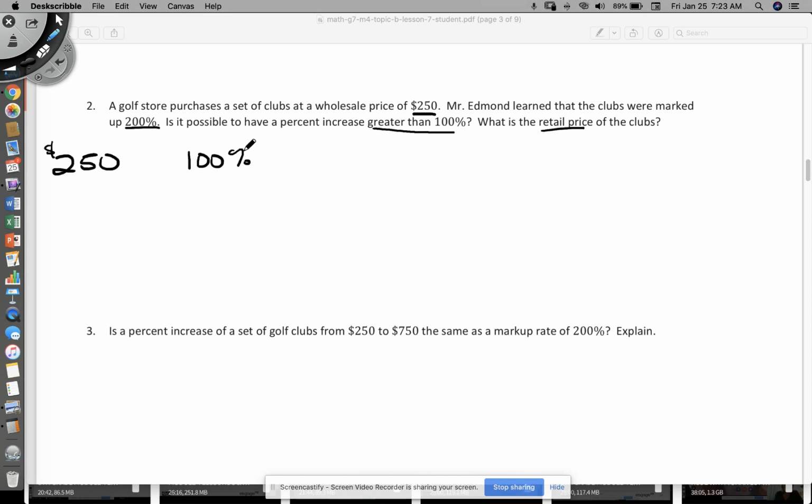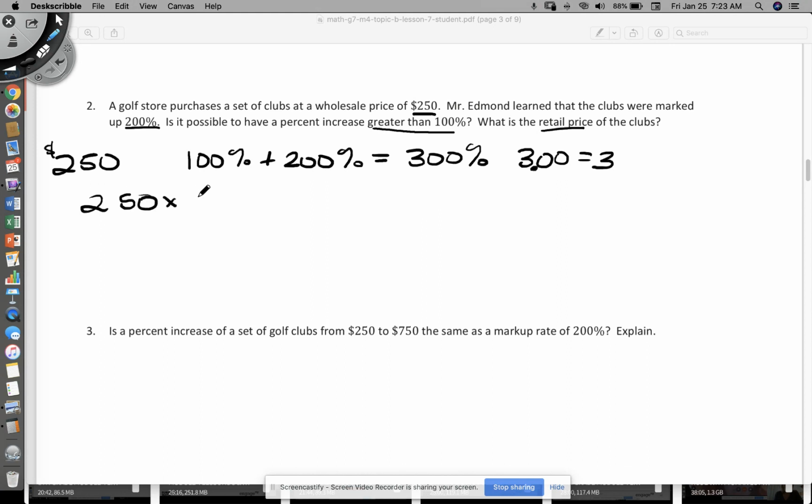So what you want to do is add in that 200% markup that they created. So 100% plus the 200, they're actually tripling the cost of that item. Why? Because they first have to pay back the 250 to themselves because they're in debt 250. And then this here is going to be their profit that they're going to create. So 300% as a decimal, we move the decimal 2 places to the left and it makes it just 3, which is why they tripled the price. So we're going to say 250 times 3.